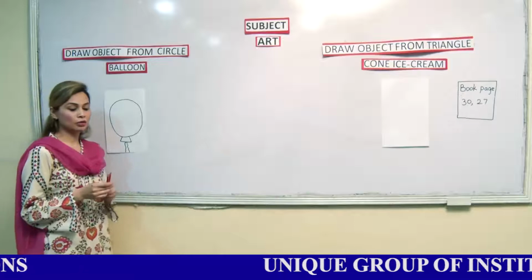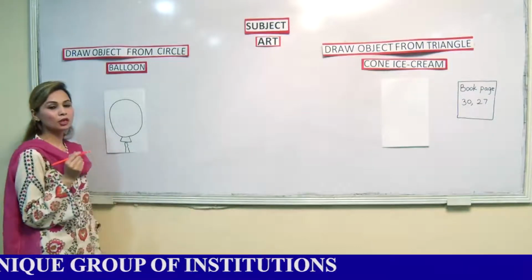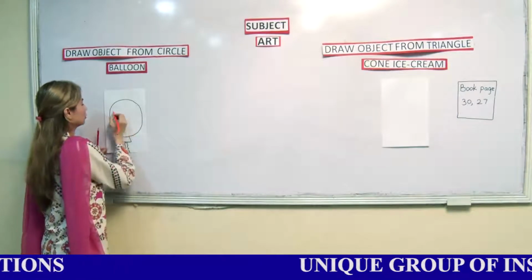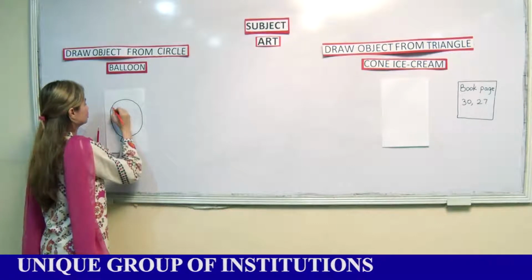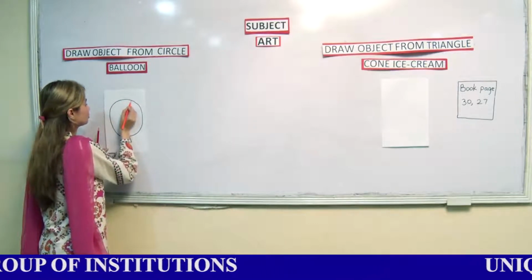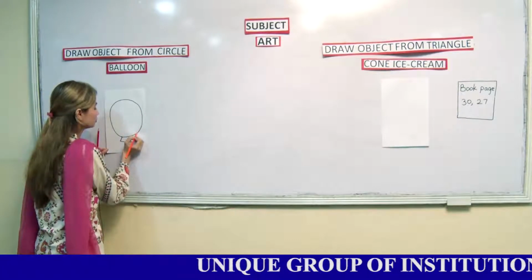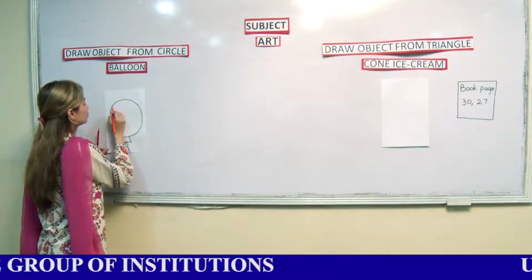I have a color box. I choose orange color to color the balloon. You can choose your own choice color. Like, look at the board. First make an outline, border line. First of all, make its border. Now start coloring.